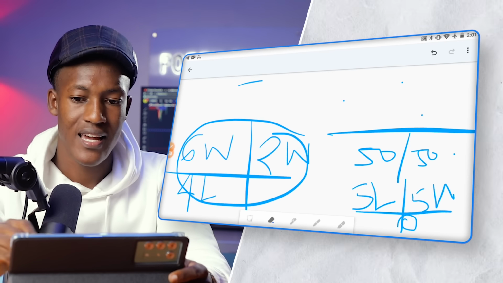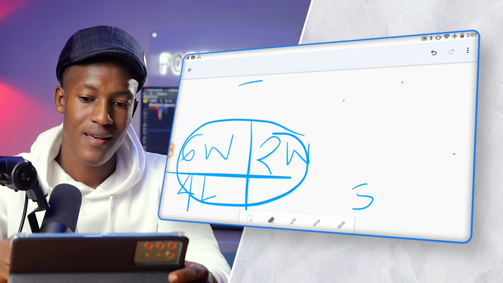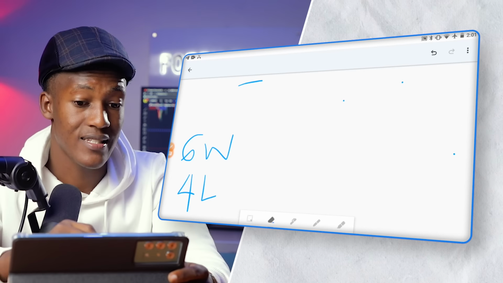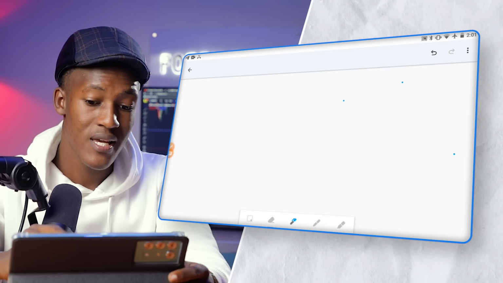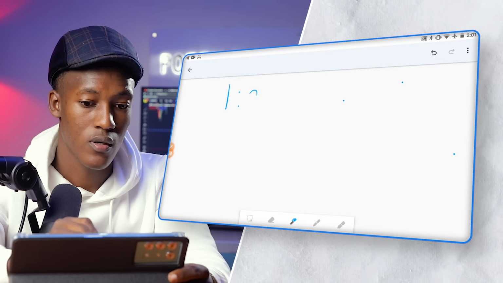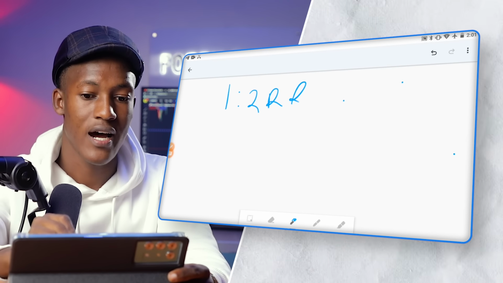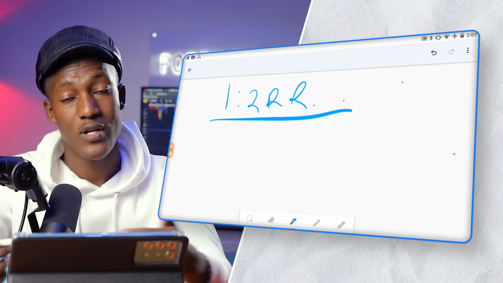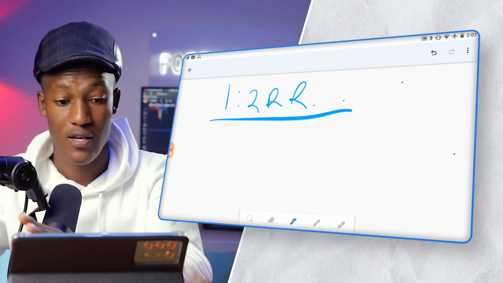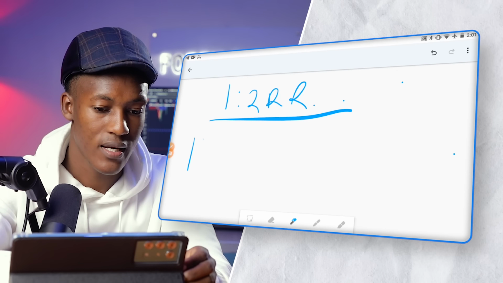So again, on the other side of risk management, the lowest thing that you should look at on your small account should be at least 1 to 2. So we call it 1 to 2 RR. So what does this mean? So 1 to 2 RR means you are risking 1.